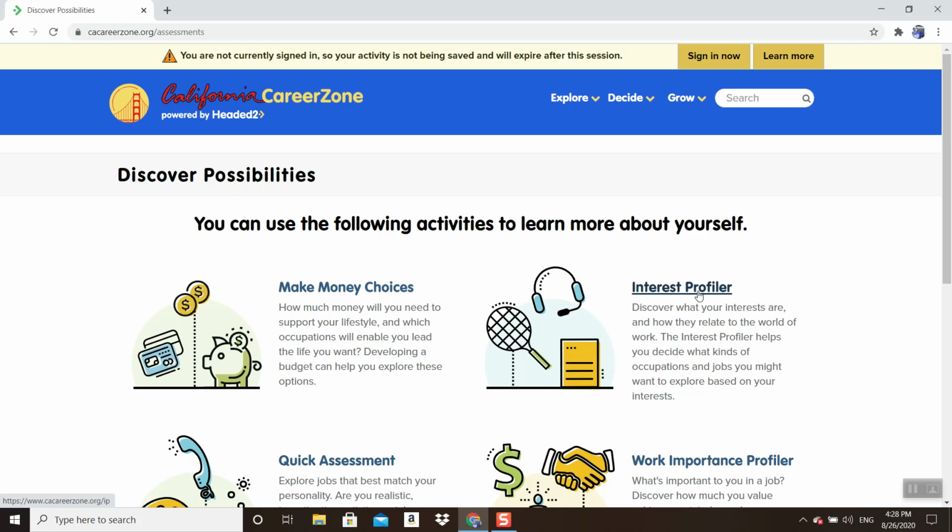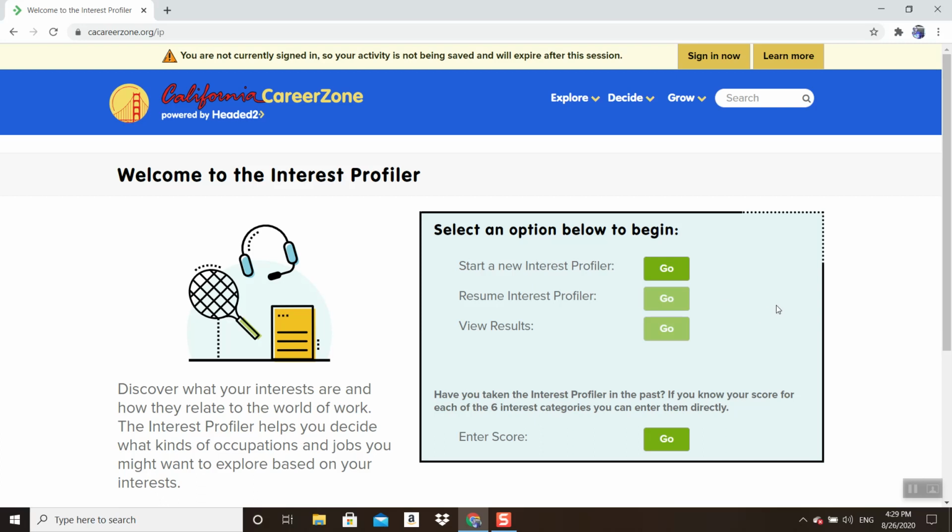we have. So I clicked on the first button and we're going to click on Interest Profiler. And it says discover what your interests are and how they relate to the world of work. The Interest Profiler helps you decide what kinds of occupations and jobs you might want to explore based on your interests. So if you're very analytical, then you would be great in maybe accounting or in engineering, but it's very important that we start matching up personality types with career exploration.